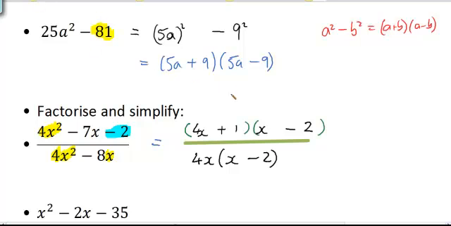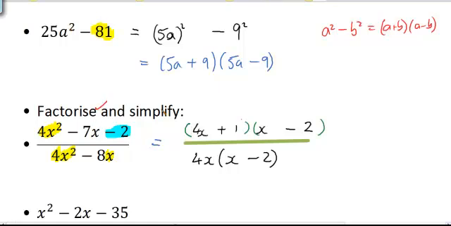Just do the quick check here. That gives plus 1x, minus 8x. That gives me the minus 7x. So I know I'm correct. Now, we have factorized. That's that part done.